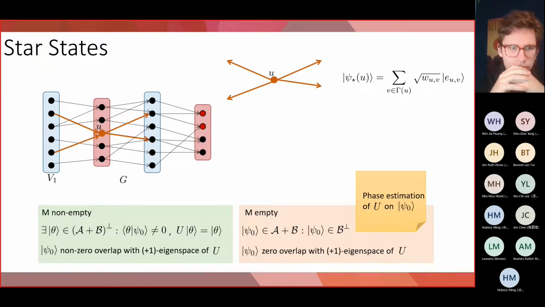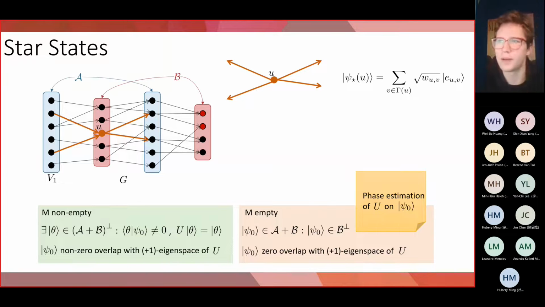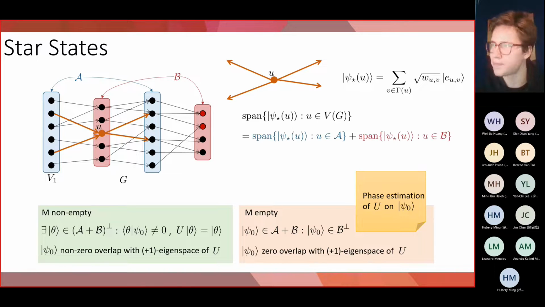And we said that the graph was bipartite. So one part of the vertices is labeled by a set A, and the other side of the vertices is labeled by a set B. I apologize for the notation here, because A and B are both linear subspaces of the Hilbert space, but they're now also denoting subsets of the vertices. And the span of all star states of the graph is exactly the span of the star states of A and the span of the star states of B.